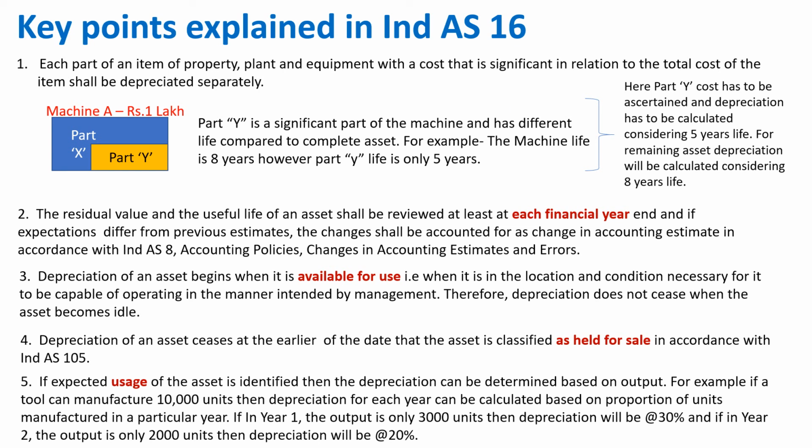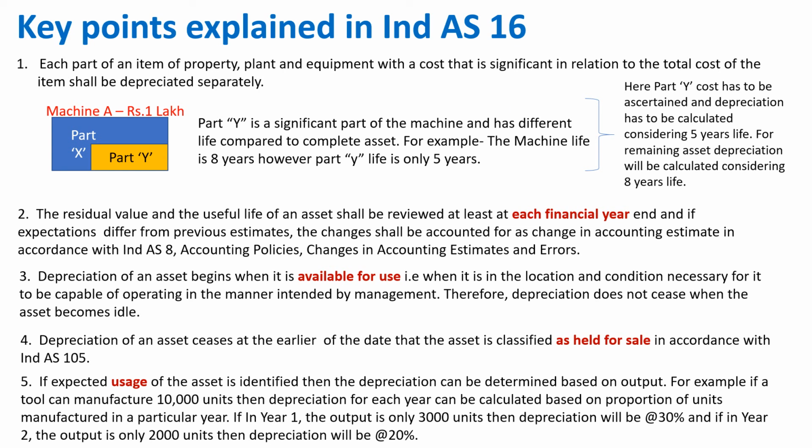Last, if expected usage of the asset is identified, then the depreciation can be determined based on output. Okay, so there may be some particular assets where percentage of depreciation may not be applicable because these assets can generate a specific number of units or specific output. So based on the output, the company can change the depreciation every year.